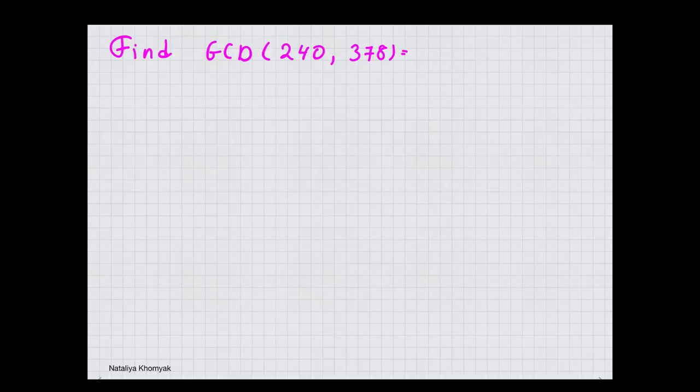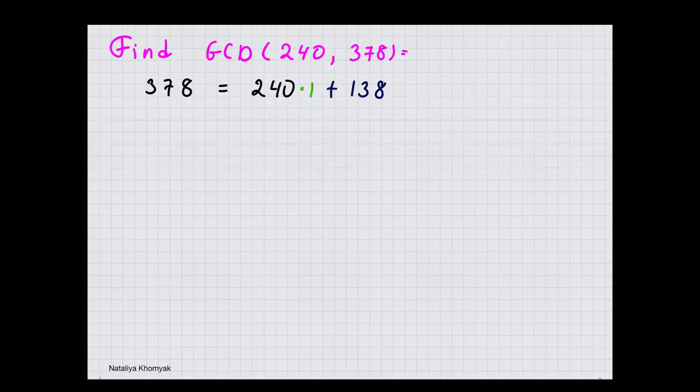Let's find the GCD of 240 and 378. So the first thing to do is to rewrite the larger number in terms of the smaller one. So the larger number is 378, and it will be equal to 240. 240 goes into 378 one time. 378 minus 240 times 1, the remainder is 138.